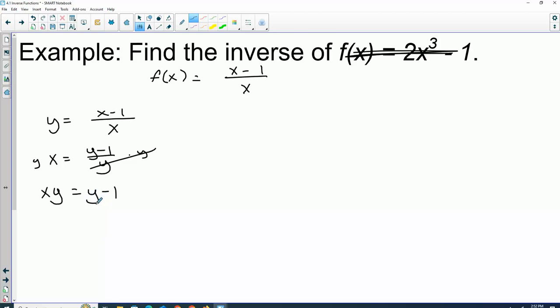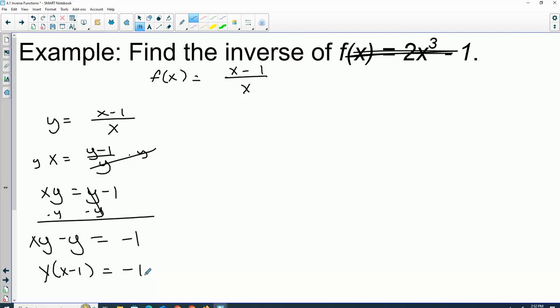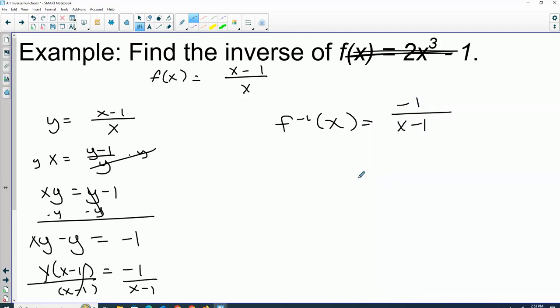Well, we need the y's on the same side. So I would probably subtract our y. We can't actually combine them, though. What can you do then, since we can't combine them? GCF, take out a y. That leaves us with x minus 1. So then we can divide by the x minus 1. So we have y equals, so at the end we change that to f inverse of x equals negative 1 over x minus 1.